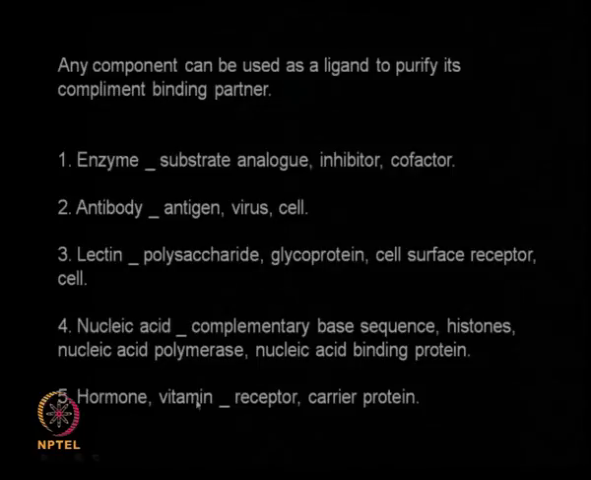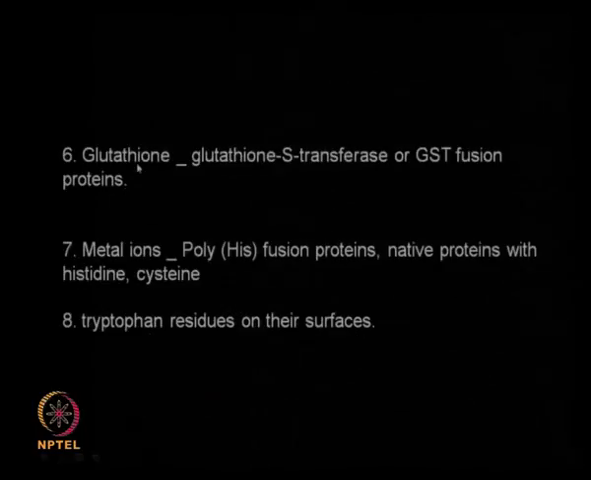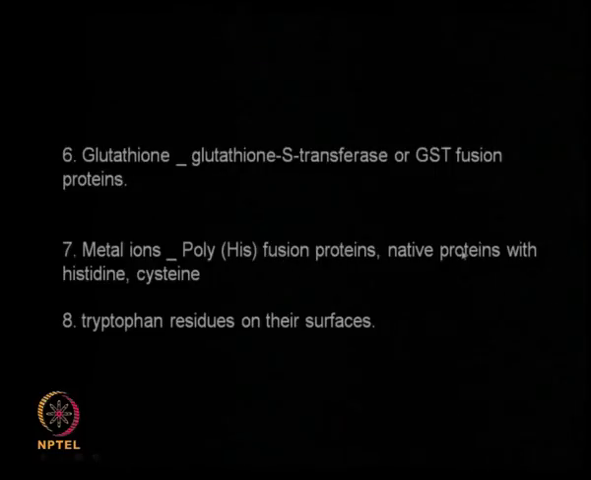If you have hormone vitamin, we can have a receptor or carrier protein. If you have glutathione, we can have a glutathione S transferase enzyme or GST fusion proteins. If you have metal ions, we can have polyhis fusion proteins, or we can have native proteins with histidine or cysteine. You can have tryptophan residues on their surfaces. So a large number of combinations of systems could be thought of, depending upon what you want to purify and what you want to immobilize on the surface of the stationary phase.